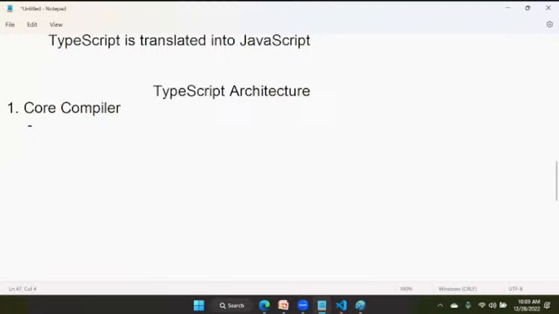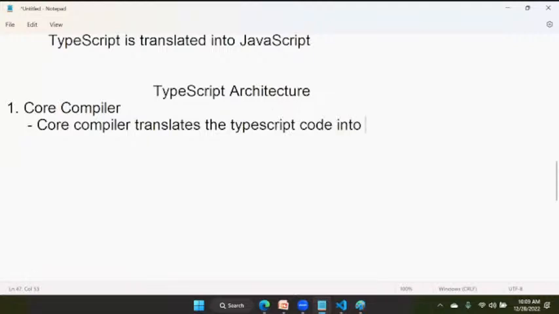If you spend some time learning the architecture also, it is very, very good for cracking interviews and resolving real-time problems also. To resolve real-time problems, you should be very strong in architectural concepts. So this architecture is important. Actually, what is the purpose of the core compiler? The core compiler translates the TypeScript code into machine code. Understood? The TypeScript code is translated into machine code.